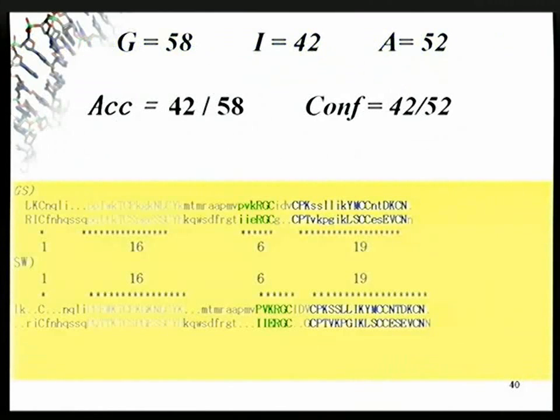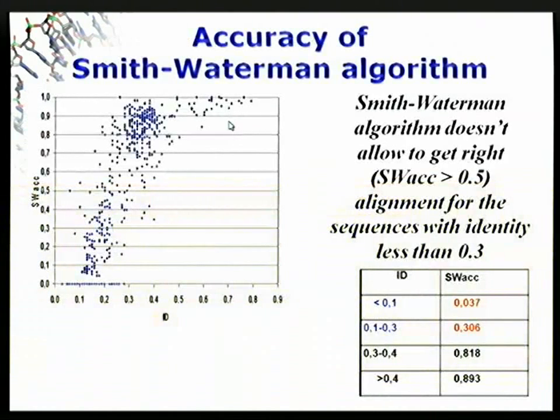And here's an example of two alignments. The upper one is the golden standard, and the lower one is the algorithmic alignment obtained by the Smith-Waterman algorithm, which is known to be the most accurate of the algorithms now used in bioinformatics. There are 42 positions which are identically aligned, 58 aligned positions in the golden standard alignment, and 52 positions aligned in the algorithmic alignment. So confidence here will be 42 over 52, and accuracy will be 42 over 58.